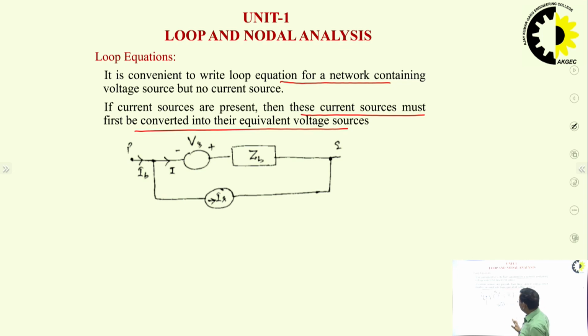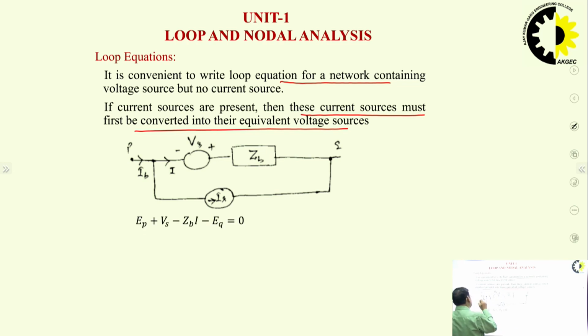Now take any branch of a network. This is one branch, and this branch contains a voltage source Vs in series with impedance ZB, where B stands for branch. Then there is a current source. So in this branch there is a voltage source in series with impedance ZB, and a current source. Find the voltage across the points P and Q. Just write the simple loop equation.